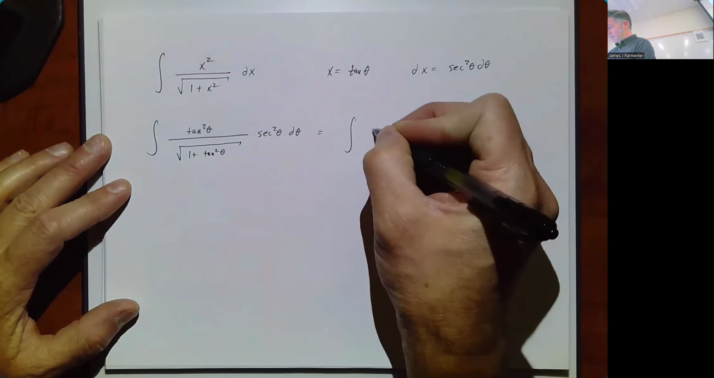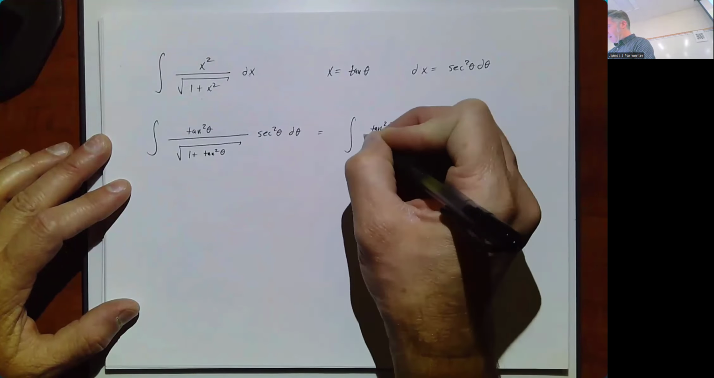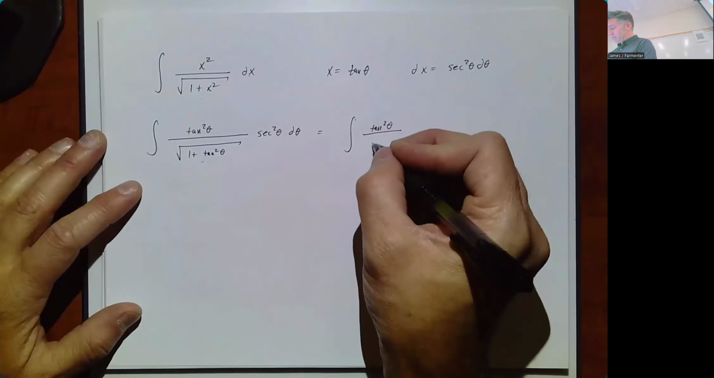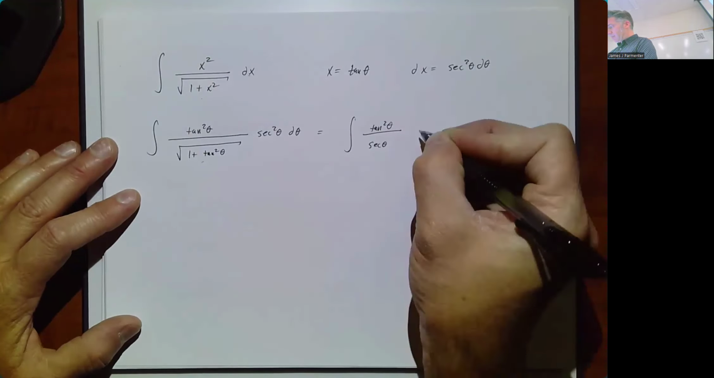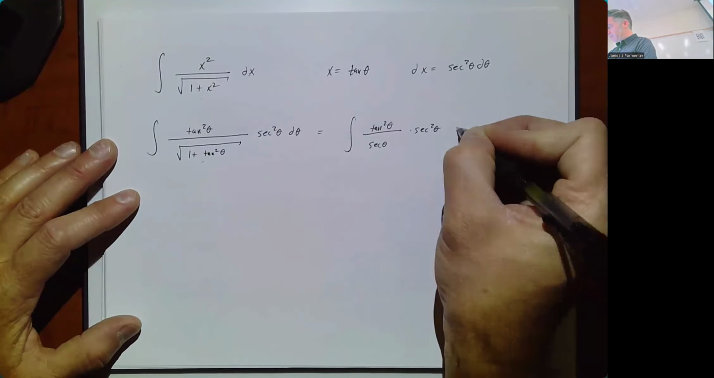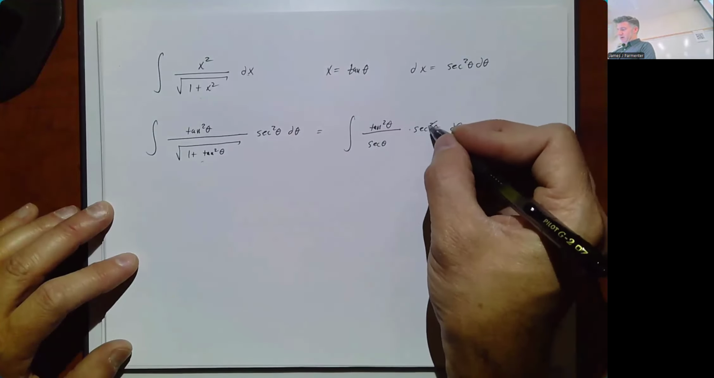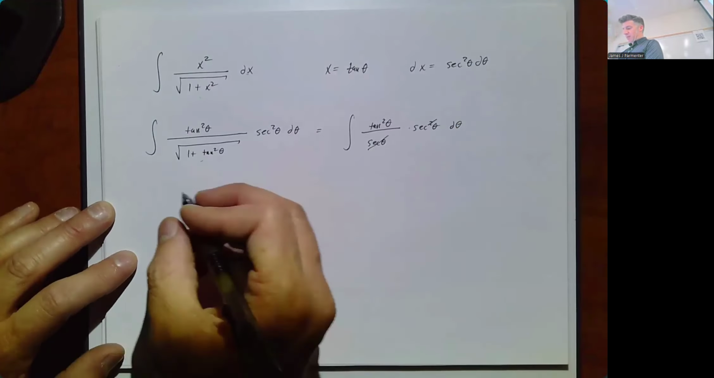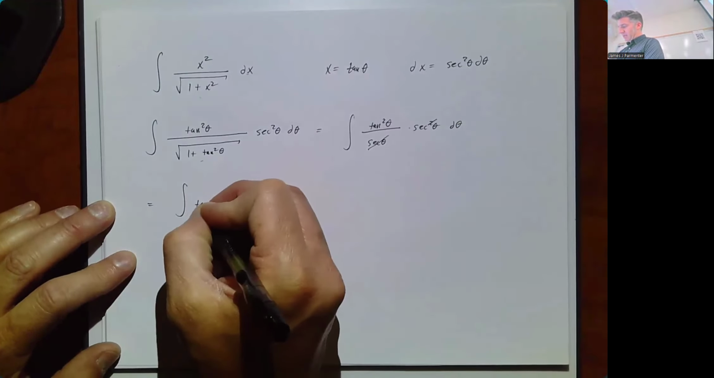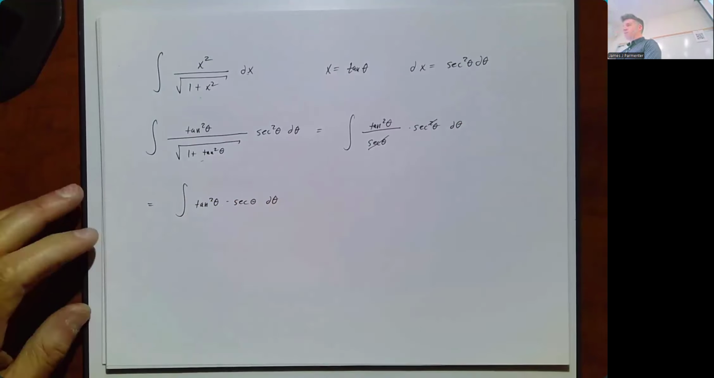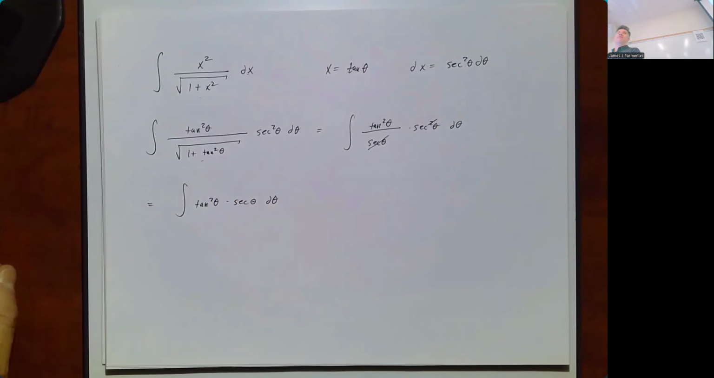So we're going to have the integral of tangent squared theta divided by 1 plus tangent squared, which is secant squared, and the square root of secant squared is secant, times secant squared theta. And secant squared divided by secant is secant. And we have the integral of tangent squared theta times secant theta. It's one of those lovely situations where you have an even power of tangent and an odd power of secant.